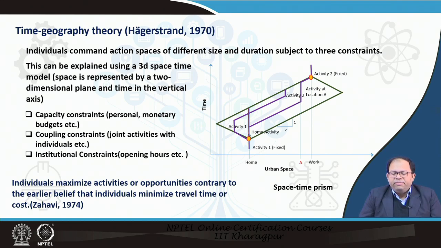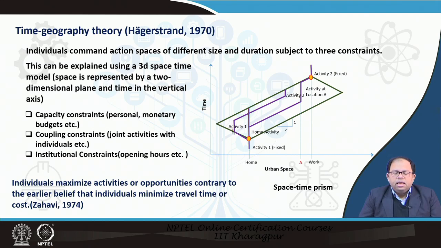So in this case, if he leaves his home early and spends certain time at home, and then he leaves for activity 2, and again spends certain time on activity 2, and then he reaches his fixed activity, which is work. Similarly, another person can go like this. He goes to activity 1, then comes to activity 2, spends a little time there, and then goes to the fixed activity.